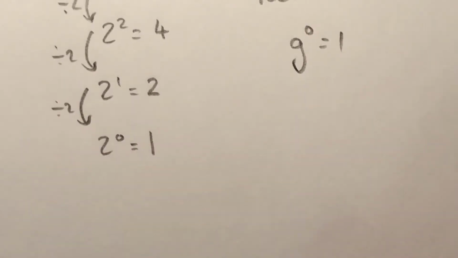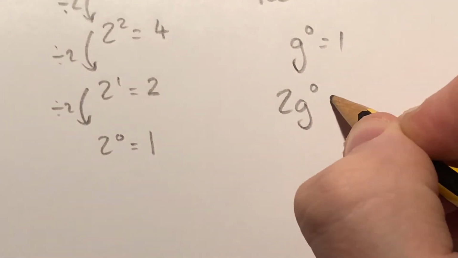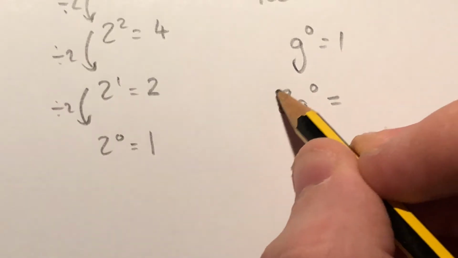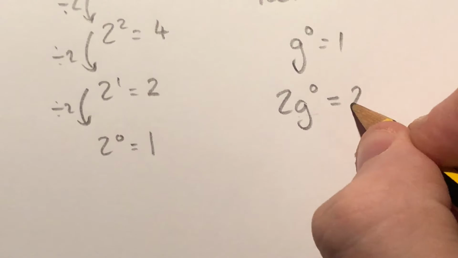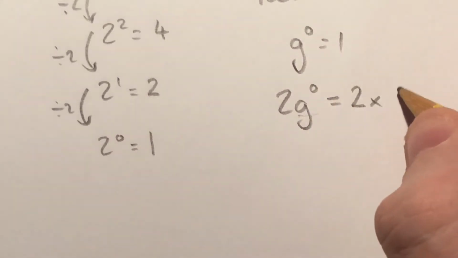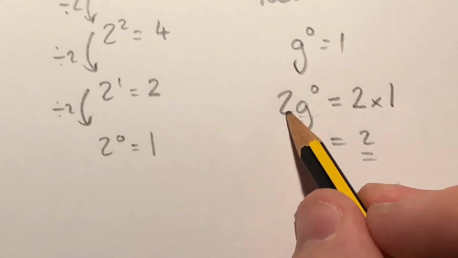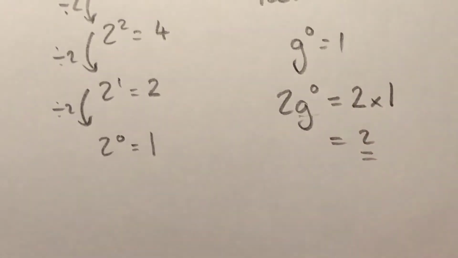Right, this is where it gets a wee bit more tricky then. If I gave you 2g to the power of 0, oh, this is a bit trickier. We deal with the g to the power of 0 first. This 2 plays no part with the 0 at all. This is 2 times, well, g to the power of 0 we just said is 1. 2 times 1 gives us 2. So this coefficient, timesing anything to the power of 0, we end up with the coefficient itself.